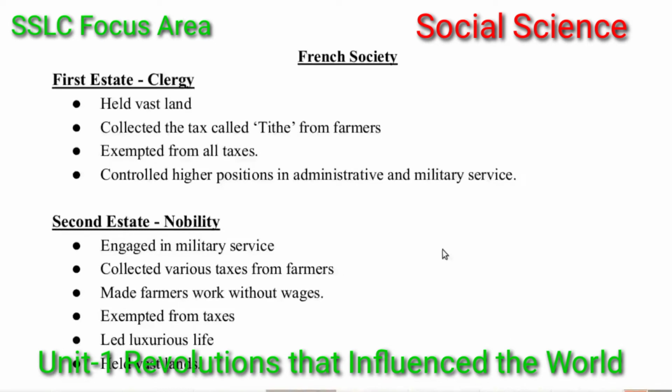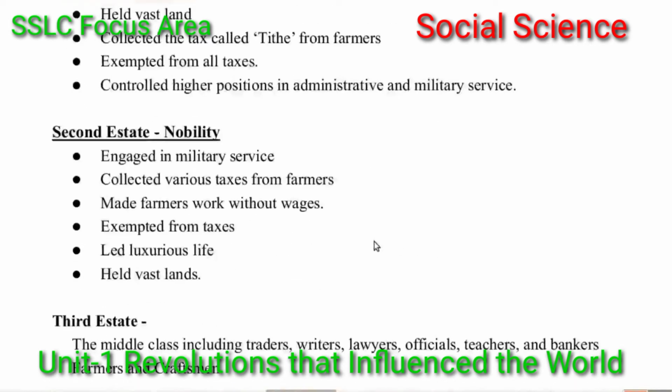Then the second estate, the nobility. They were engaged in military service, collected various taxes from farmers, and made farmers work without wages. They were exempted from taxes, led a luxurious life, and held vast lands.